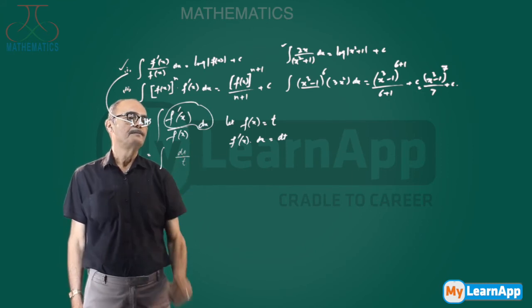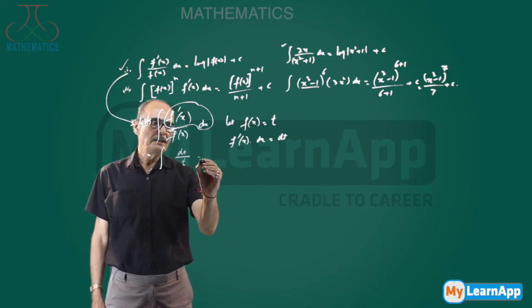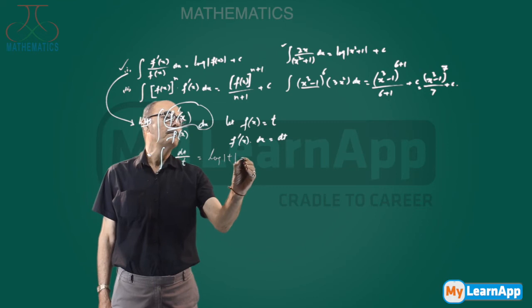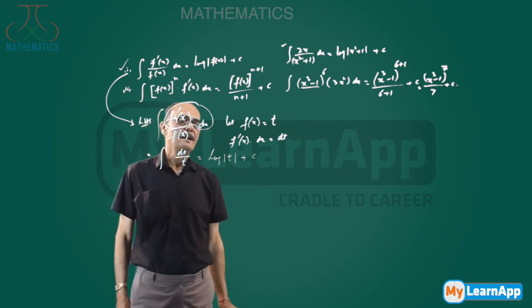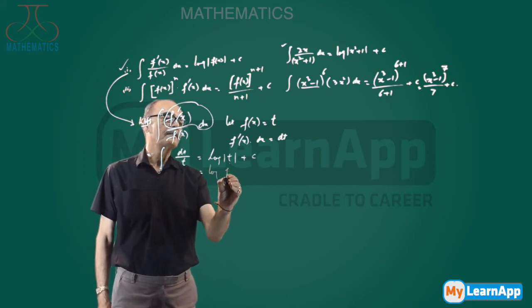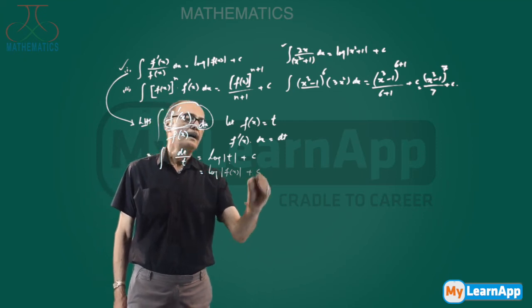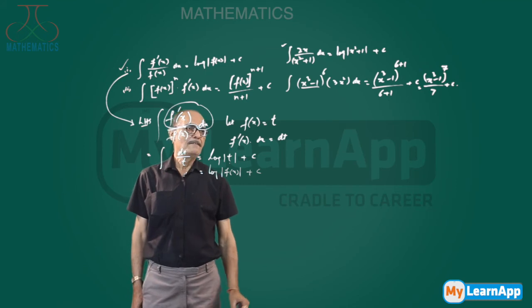Well, if we replace this expression in the numerator, f dash x dx, by d of t upon t, we can integrate it as log of t plus c. And now this t, replace it by f of x, because t stands for f of x.